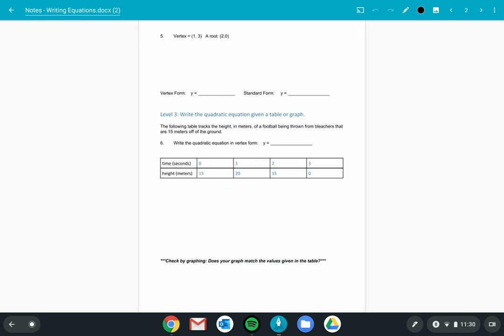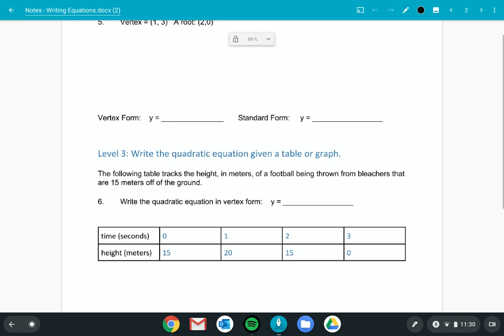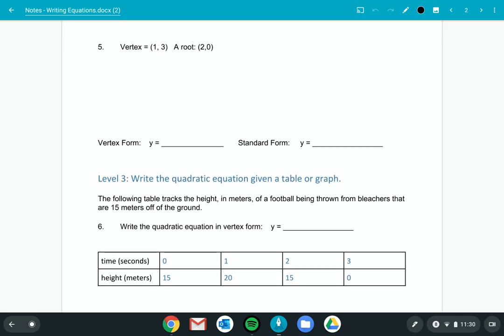So I'm going to move on. Going on to number 5, the exact same thing. Now it's just practice. Think about it. I'm just giving you a root.